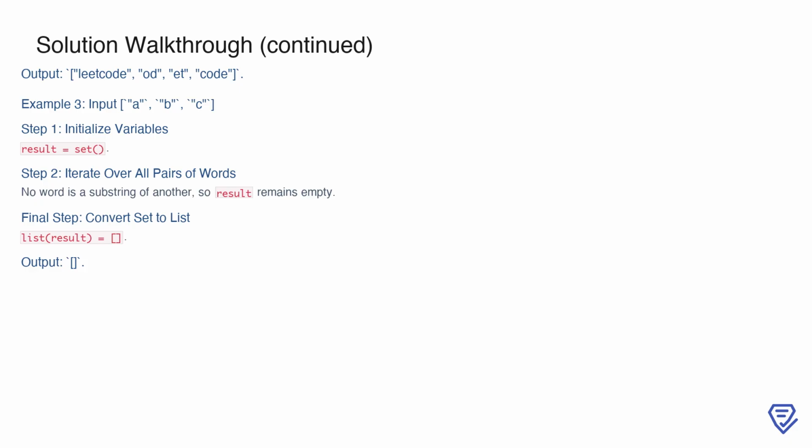After initializing result as an empty set, we iterate over all pairs of words. However, none of the words are substrings of each other, so the result set remains empty throughout the process. In the final step, we convert the empty set to a list, which results in an output of an empty list. This highlights that the algorithm correctly identifies when no substrings exist in the input array.